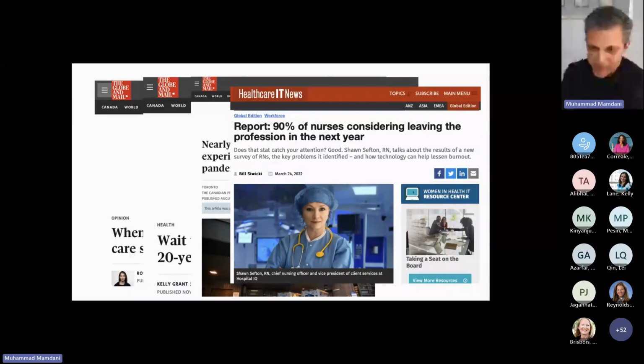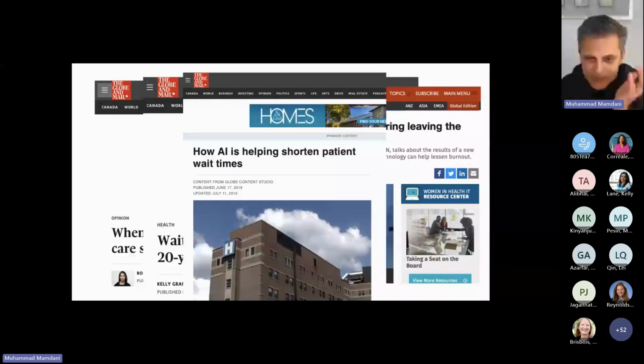Now, with all these doom and gloom stories, every now and then you'll see an article like this, how AI is helping shorten patient wait times. So there's this kind of glimmer of hope, and people get excited about, well, what is this AI thing? Now, I'm not going to go into any of the details around generative AI and ChatGPT and all the press that's getting. I think it is going to be fairly fundamental, but ChatGPT has certainly increased the visibility of AI, I guess you could say.